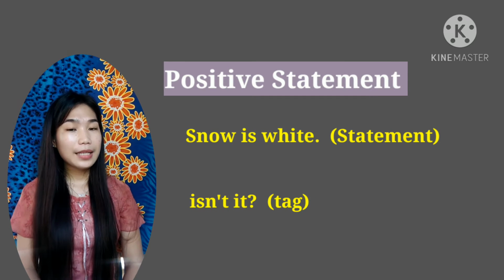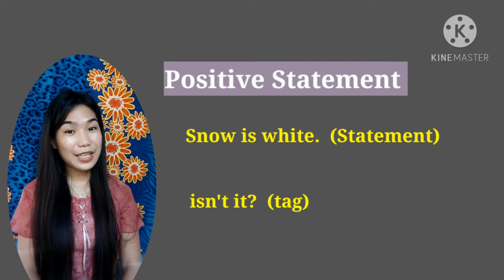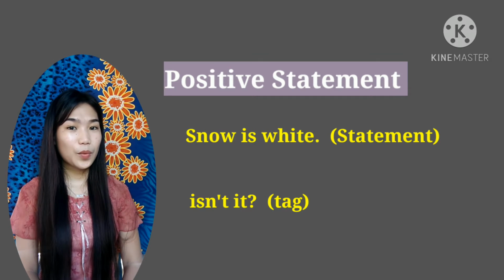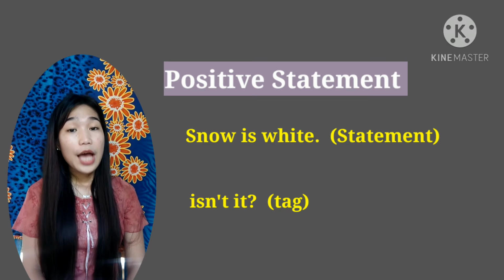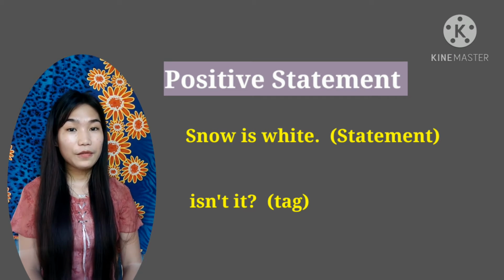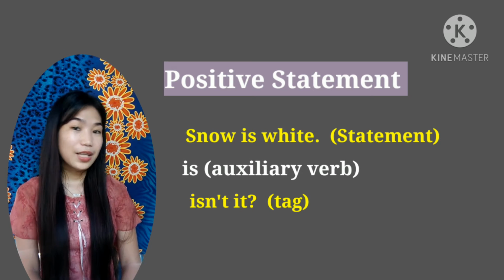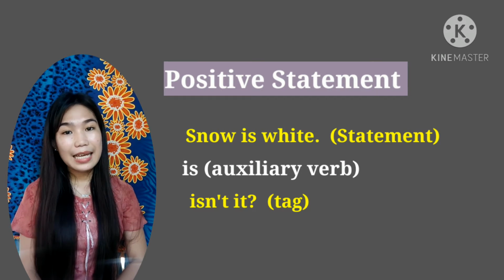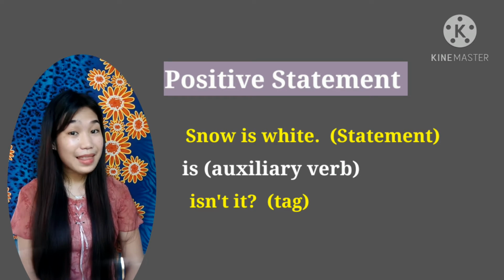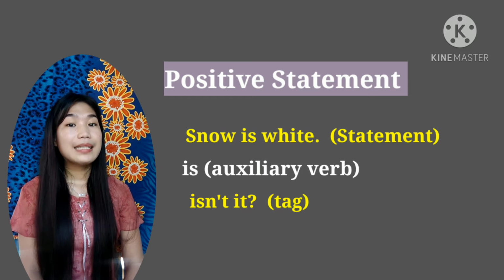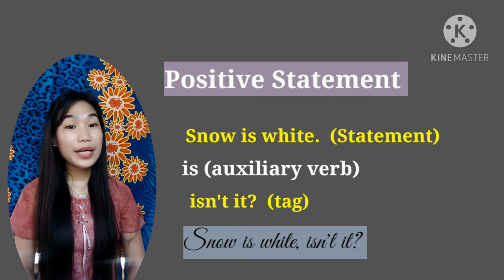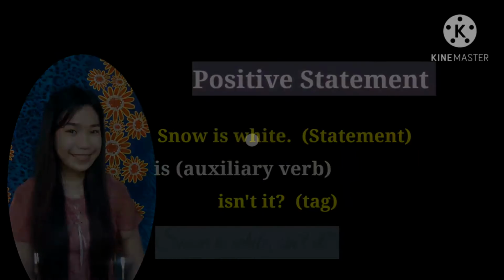Because as Miss Aina Lopez explained to you earlier, if there is an auxiliary verb, then that is what we are going to use in our tag question. So since in our statement, snow is white, the auxiliary verb there is is, then that is what we are going to use. And since our statement, as I have said earlier, is positive, then let's negate our tag question. So the whole statement will be, snow is white, isn't it?